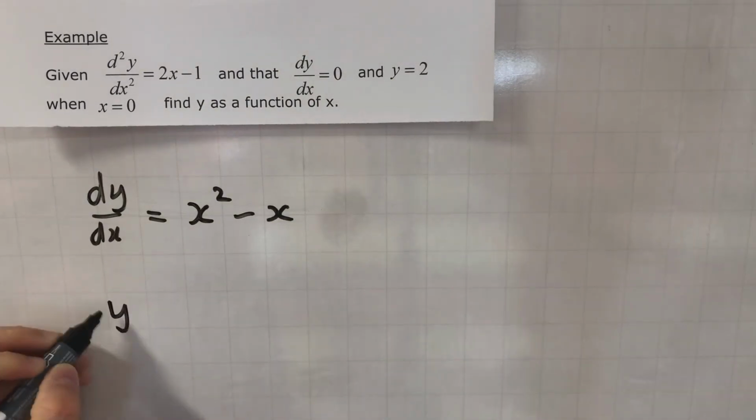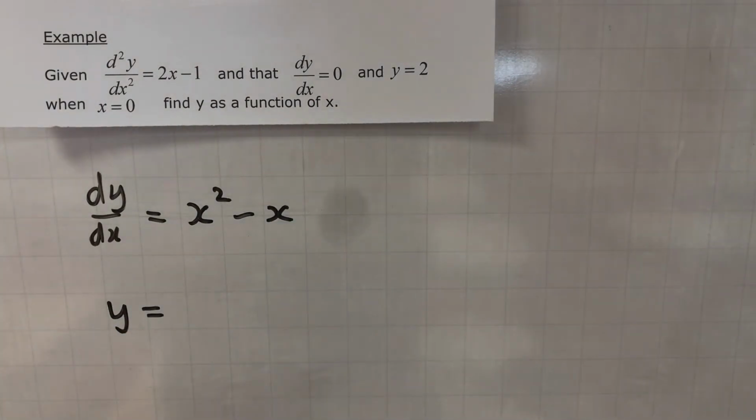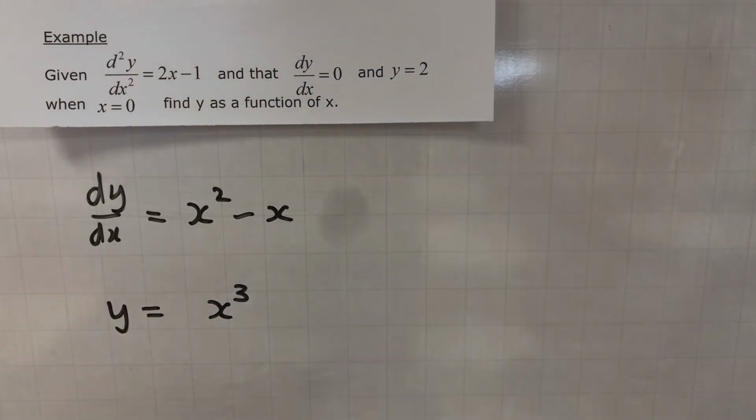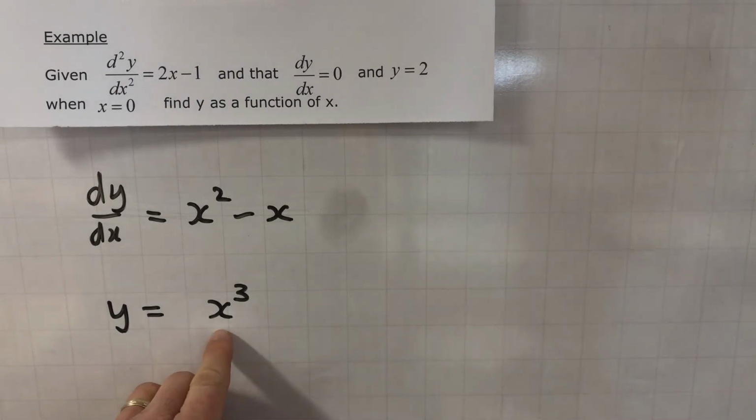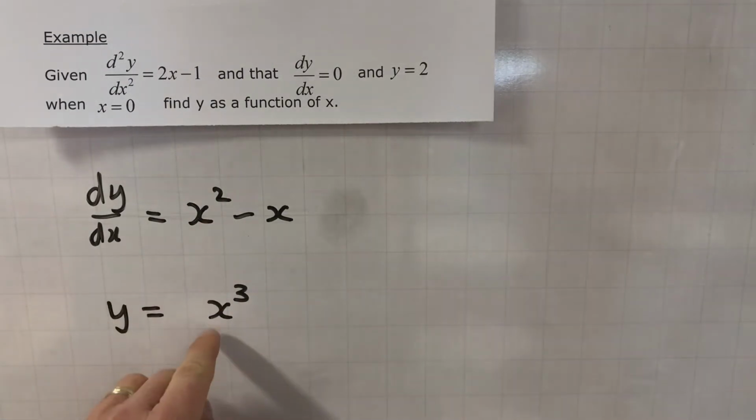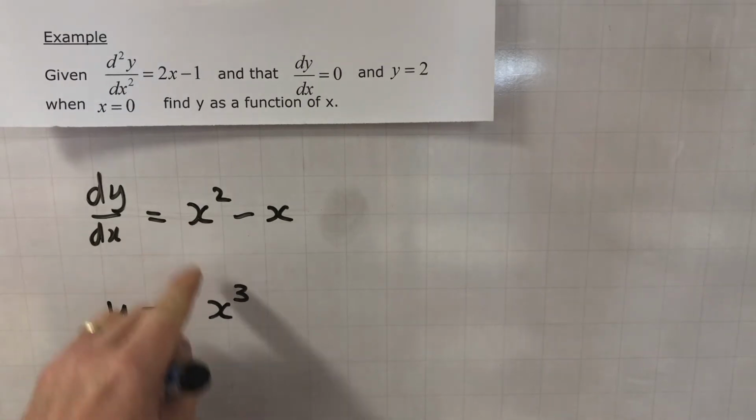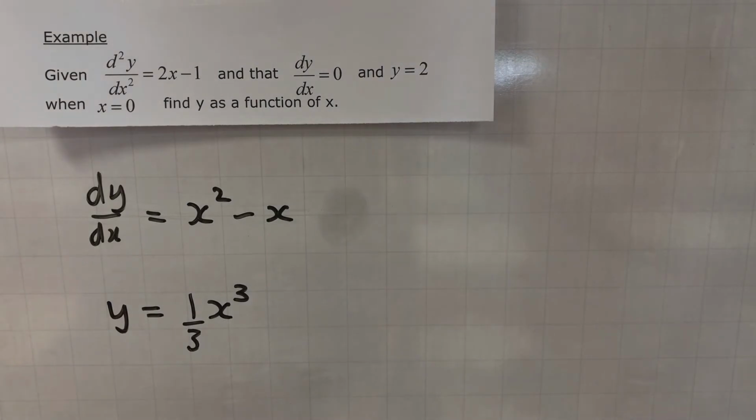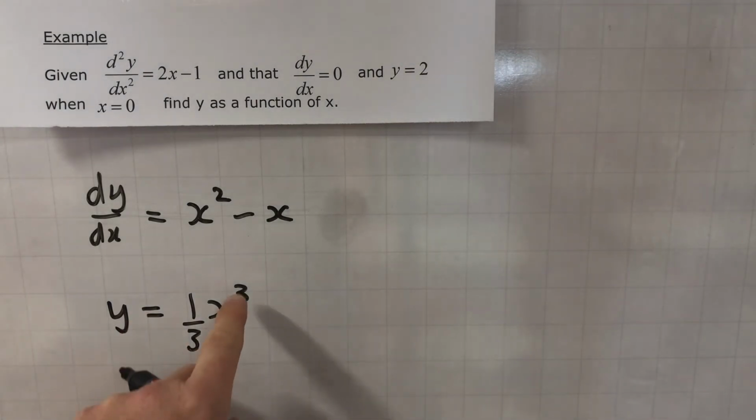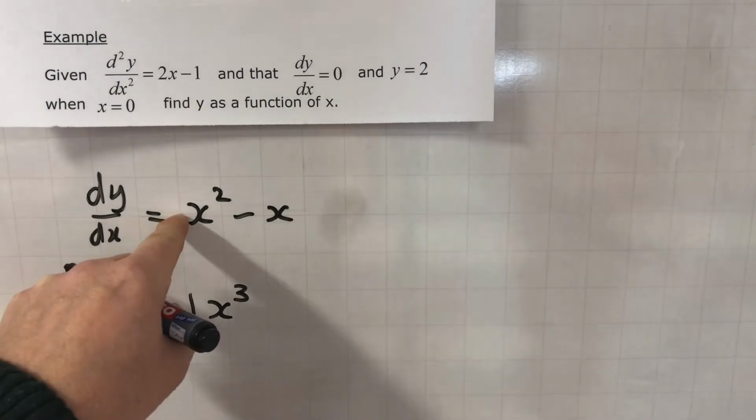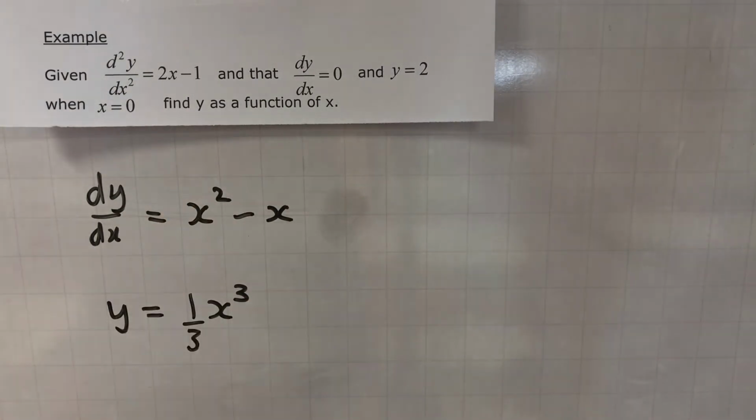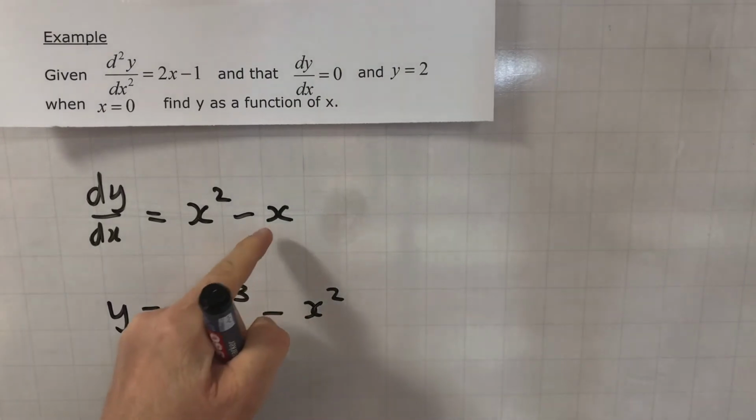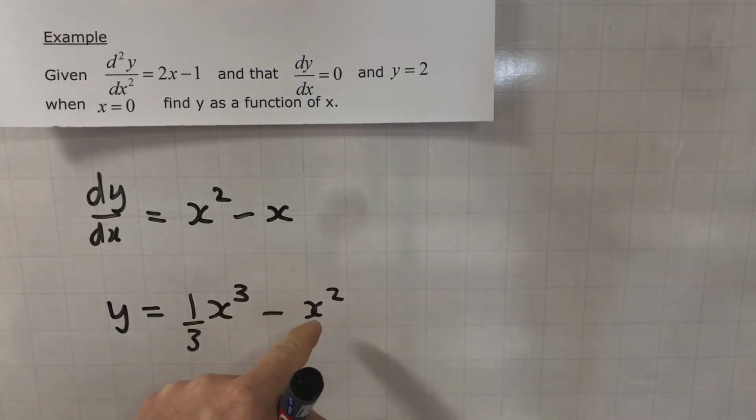Repeating myself, I can initially think that that must have come from x cubed. But when I differentiate that, yes, I get the x squared, but I would have ended up with a 3 at the front, and I don't want a 3 at the front. So therefore I must have had a third at the front to counteract that. What I'm saying is, bring that 3 down, 3 times a third is 1, take 1 off the power, x squared. Likewise, minus, that must have come from x squared, but exactly the same.